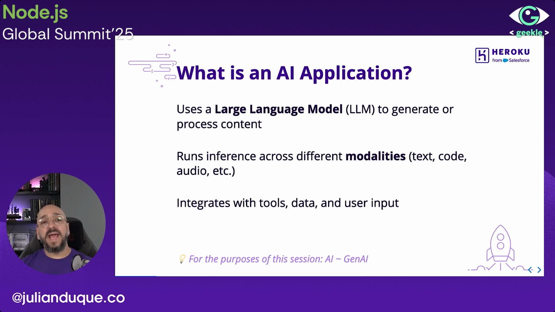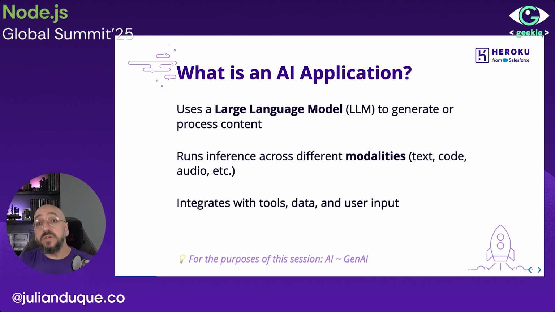Okay, let's start. What is an AI application? Well, an AI application uses a large language model, or LLM, to generate or process content. They run inference across different modalities. So you can interact with these applications with text, code, audio, or video. Also, these applications integrate with tools, data, user input, other APIs, etc.